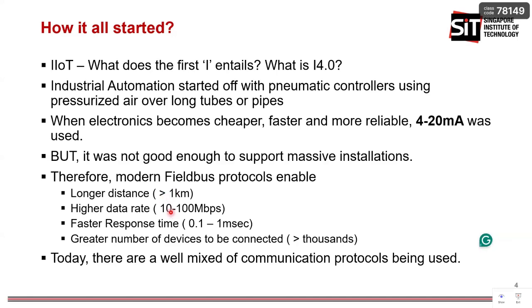All right, data rate, we are looking at 10 to 100 megabits per second. Okay, this is somewhat falling short from what we have at home already, right? Our broadband is able to transmit even faster than this. And in terms of response time, there is a range between 0.1 second to 1 millisecond. So in this range of response time, it is still deemed as reasonable for use in the industry.